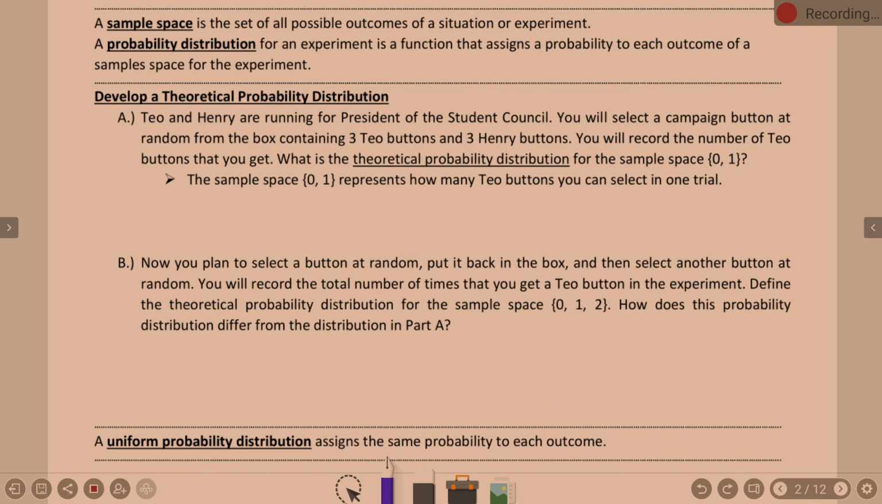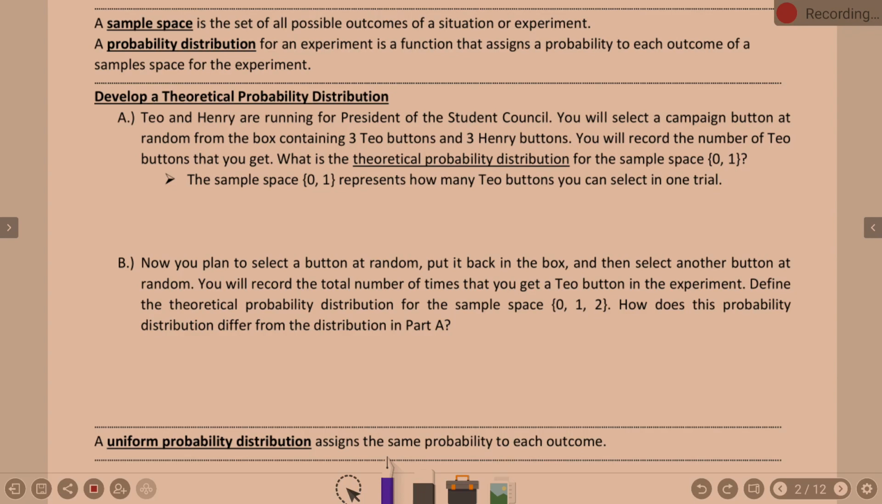The other definition there, probability distribution, which is what we're getting ready to look at in this next one. A probability distribution for an experiment is a function that assigns a probability to each outcome of a sample space for the experiment. So the idea that each item that could happen has an assigned probability to it. How is that probability split up or distributed? Okay, and it'll make a little bit more sense after we talk about this one here.